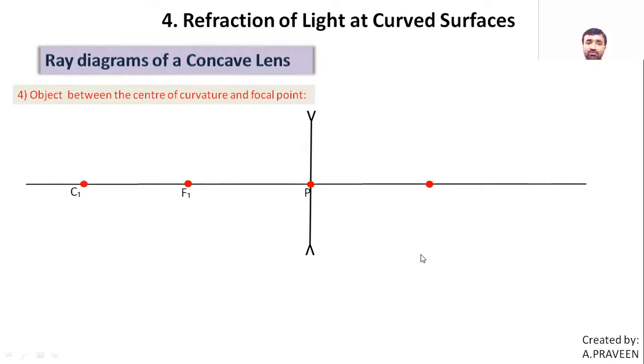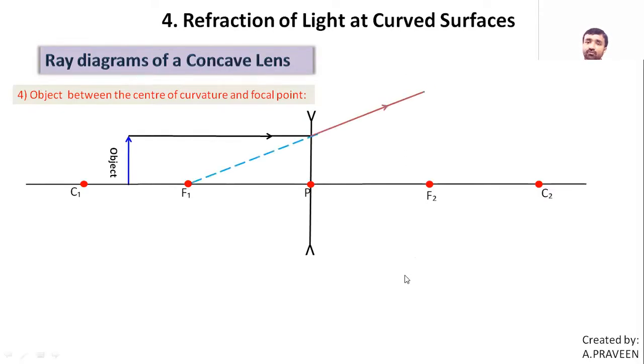So I place the object here between the focus and the center of curvature. Then complete the rays: two rays, one parallel to the principal axis, connecting the point of incidence and the focus, then extending in the forward direction. That is the refracted light ray.